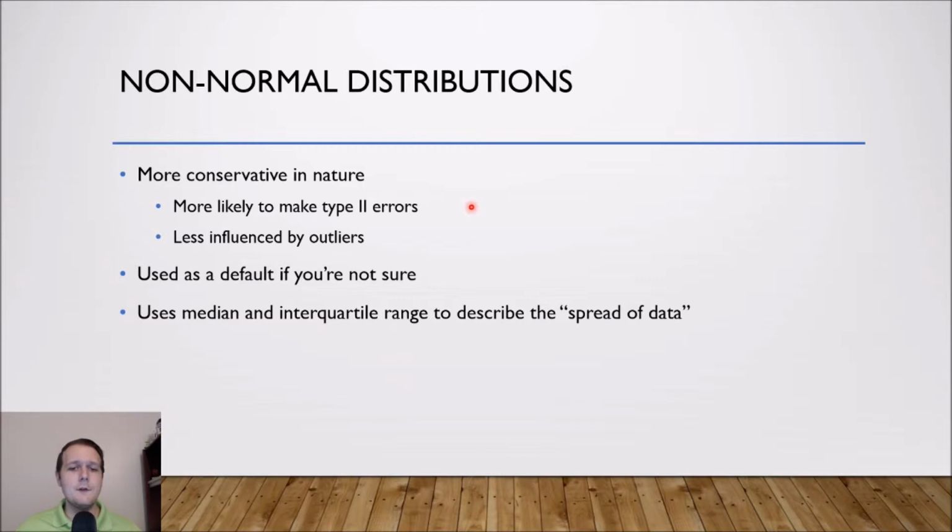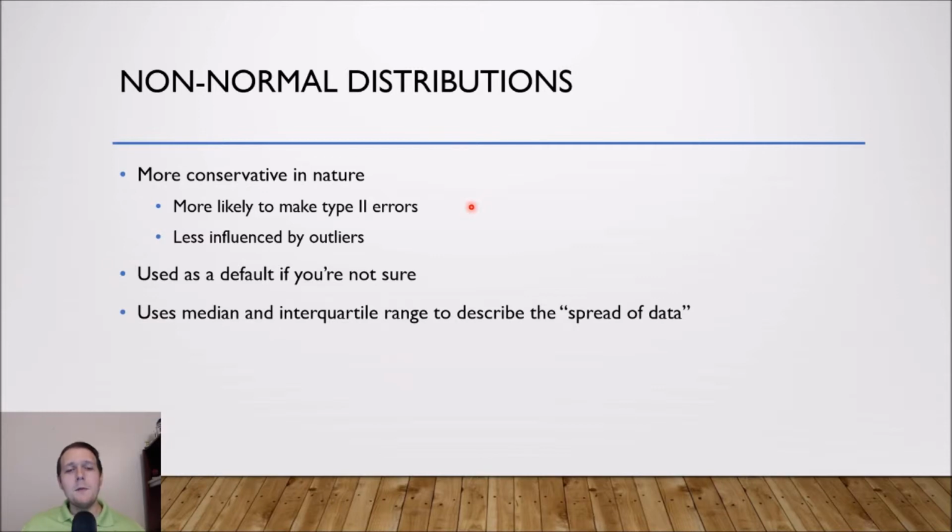Also, it's going to be less influenced by the presence of outliers. Usually outliers are very extreme values. They're typically what makes a data set not normally distributed. In general, if you're not sure, just go ahead and assume you have a non-normally distributed set of data. Use non-parametric tests because you're less likely to make one of those type 1 errors there.